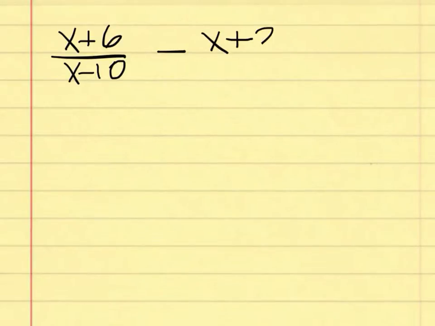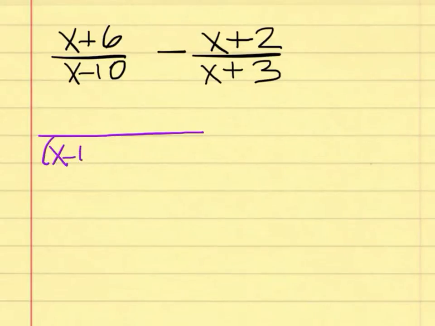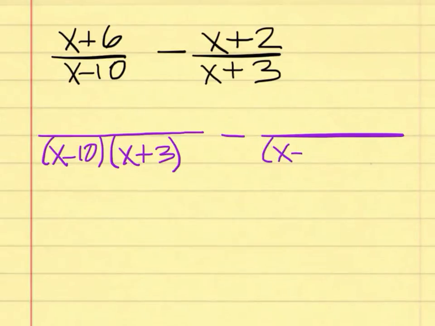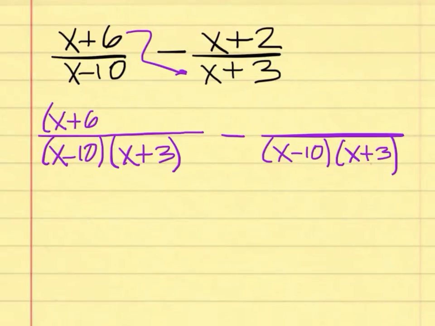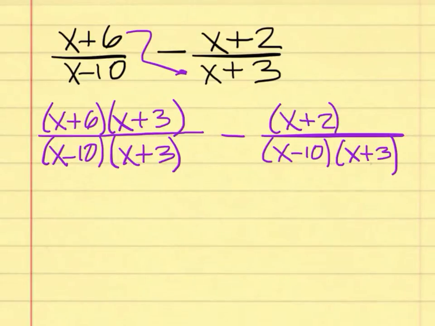The problem is (x + 6)/(x - 10) - (x + 2)/(x + 3). Okay, so we need a common denominator, and that's going to be (x - 10)(x + 3). We'll do that on both sides. And then to get the numerators, we're going to multiply the numerator by the opposite denominator. So that would be (x + 6)(x + 3). On the other side, (x + 2)(x - 10).